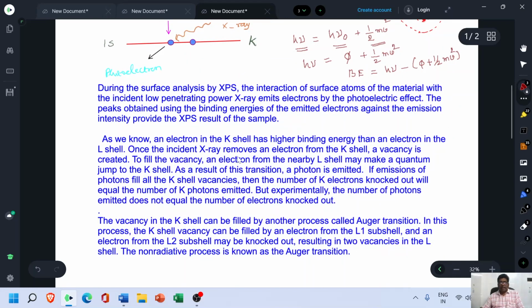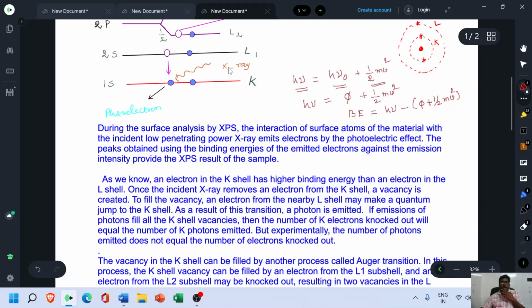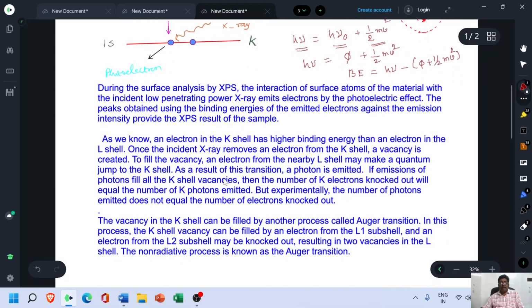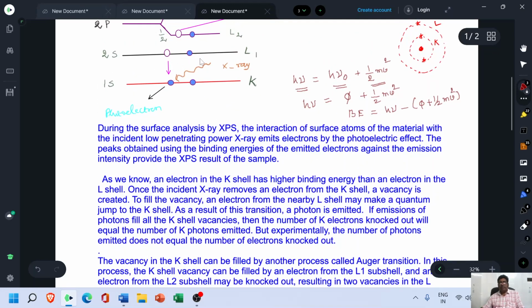Once the incident X-ray removes an electron from the K shell, a vacancy is created. Here, the incident X-ray removes the electron from the K shell. As a result of this removal, a vacancy is created. To fill the vacancy, an electron from the nearby L shell may make a quantum jump to the K shell. Here, an electron from the L shell is making a quantum jump to this spot. As a result of this transition, a photon is emitted.